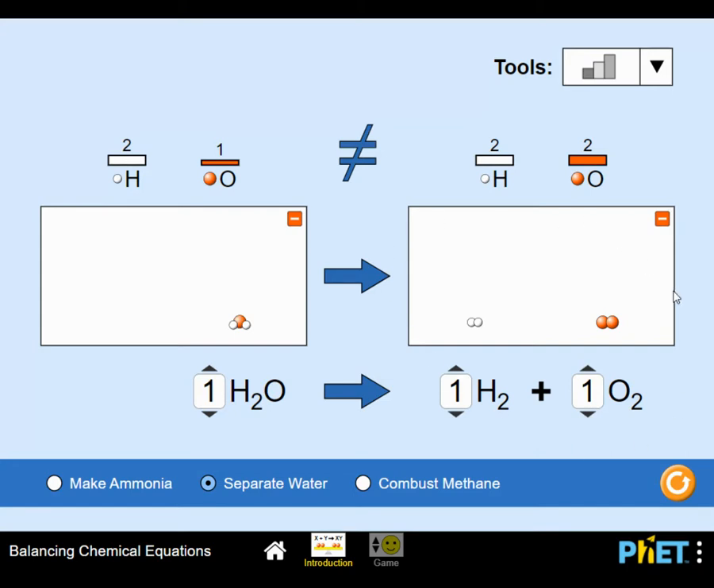But in my products, I have 1 molecule of H2. So the coefficient of 1 times the subscript of 2, because there's 2 atoms in each molecule. So 1 times 2 is 2 for both of those.